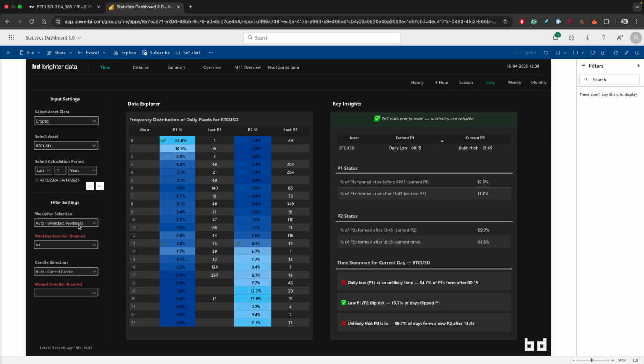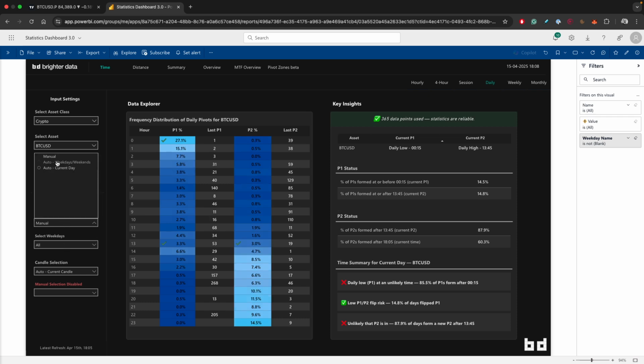Then the filter settings. I know some people, when they're trading the weeks, would have Mondays to Fridays selected. And then in the weekends, they would have Saturdays to Sundays selected. But then in the week, they forgot to put it back and then you have the wrong statistics. So what this is doing, basically, you can choose that if you have manual selected, then you can just select the weekdays you want to filter the data for.